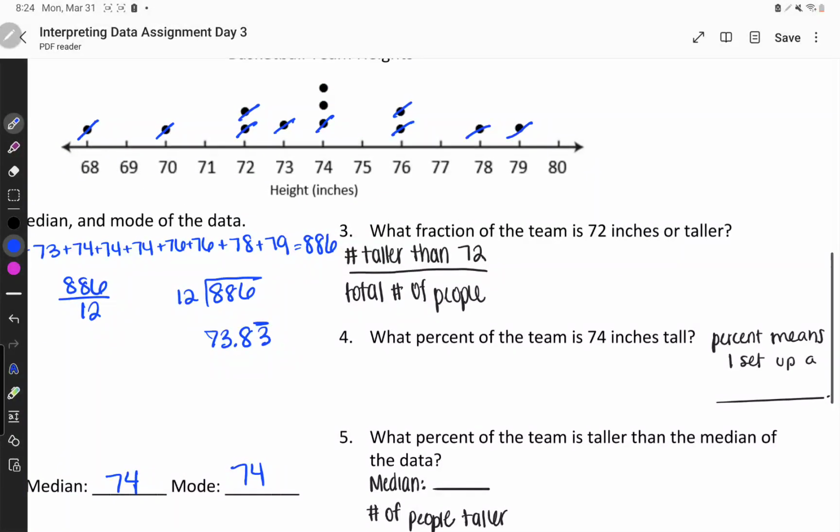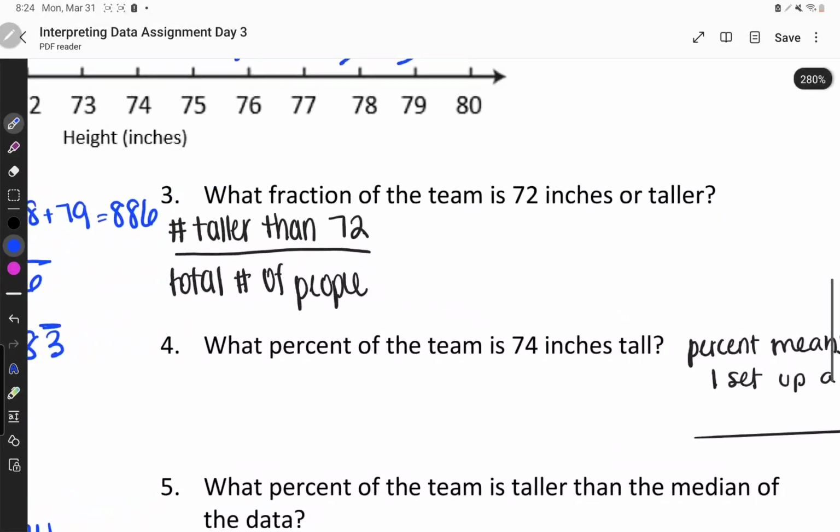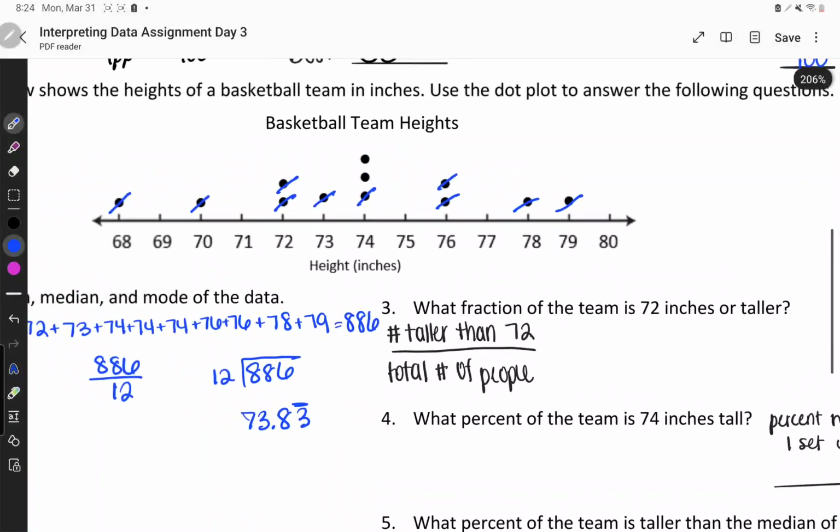This one says, what fraction of the team is 72 inches or taller? So that's going to be the number of people that are taller than 72. So how many people are taller than 72 inches? Well, I would have 73, 74, 74, 74, 76, 76, 78, 79, which is 1, 2, 3, 4, 5, 6, 7, 8 people. And then how many total people do we have?